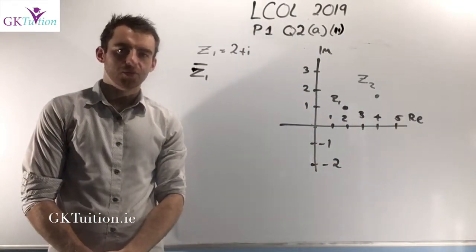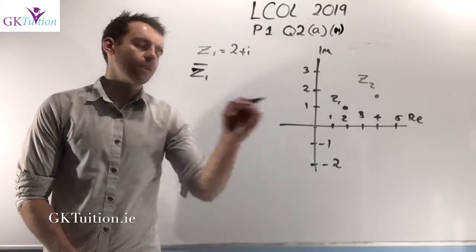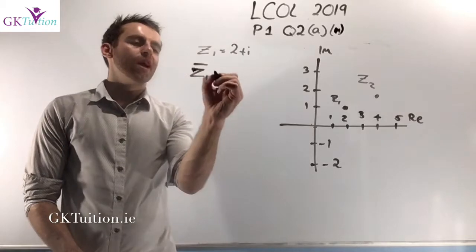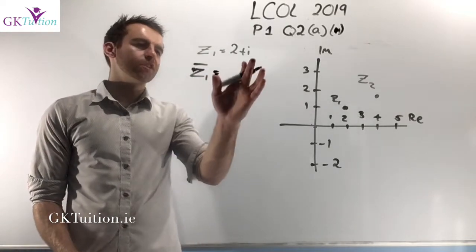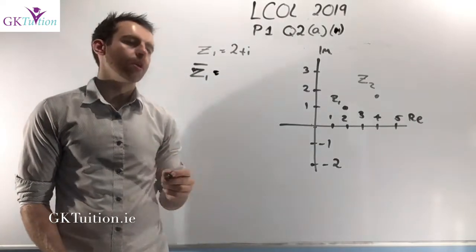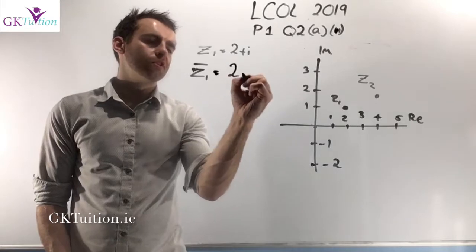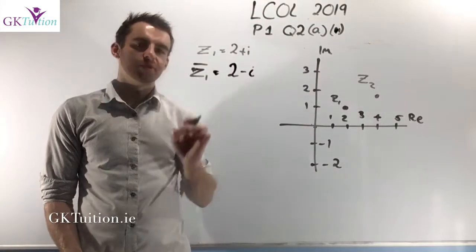In A part 2, we're asked to find the conjugate of Z1, and then we're asked to plot and label it on the Argand diagram. So Z1 is 2 plus i, and in order to get the conjugate, you just change the sign in front of the imaginary number. So instead of Z1 is 2 plus i, the conjugate of Z1 is 2 minus i. Literally all I do is change the sign in front of the i.